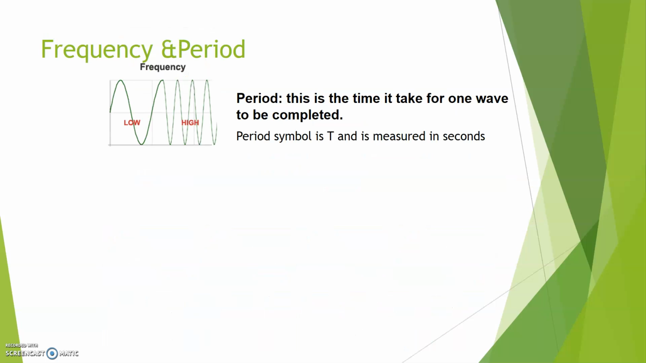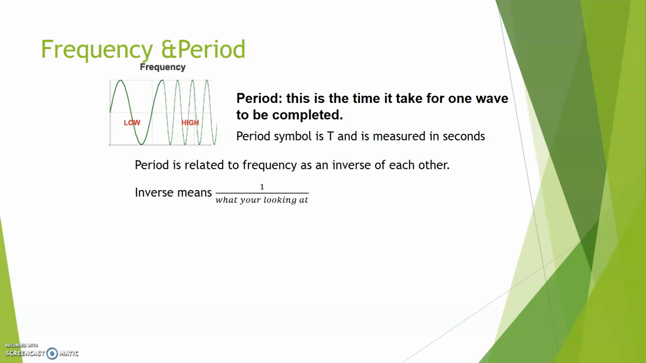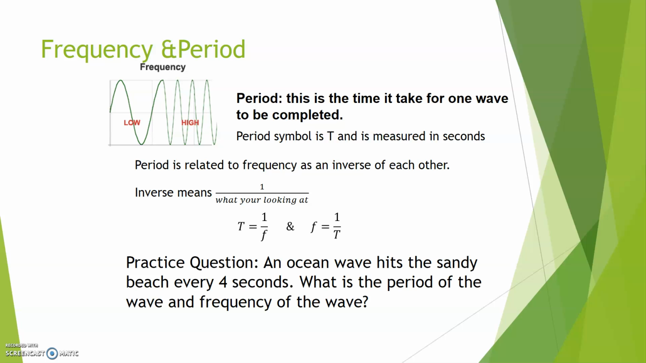Period is again symbolized by the letter T, and period is related to frequency as the inverse. Inverse meaning 1 over whatever you're looking at. So here's a practice. An ocean wave hits the sandy beach every 4 seconds. What is the period and what is the frequency? Well, again, period is the time. It's 4 seconds. What is the frequency? 1 over that. That'd be 0.25.